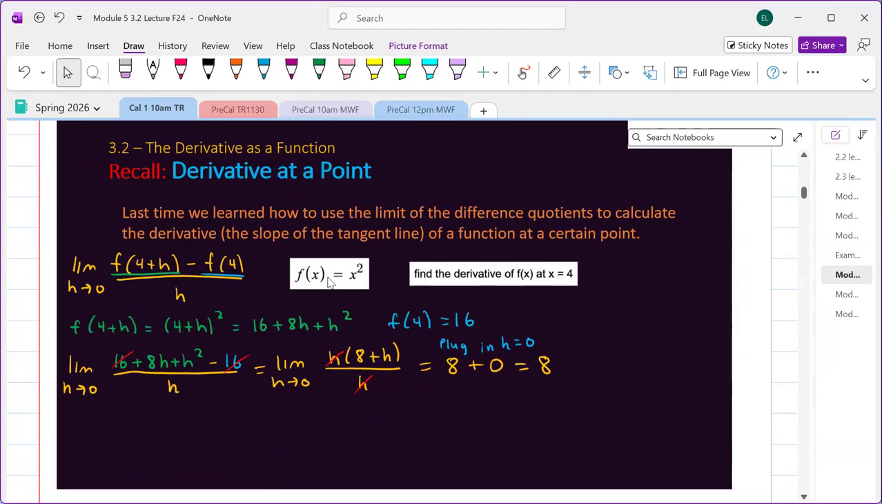So here we took the function f of x equals x squared. Find the derivative of f at x equals 4. We use our limit definition where the a number is 4. Figured out f of 4 plus h. F of 4 is 16. We plug those things in. The 16s cancel. Everything else has an h in it, and we get 8 plus h. We do the limit as h goes to 0, and we end up with 8. So the derivative of f of x equals x squared at x equals 4 is 8. So the slope of the tangent line at x equals 4 is 8.